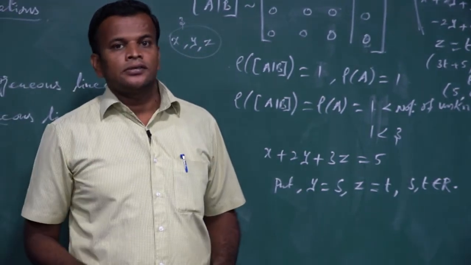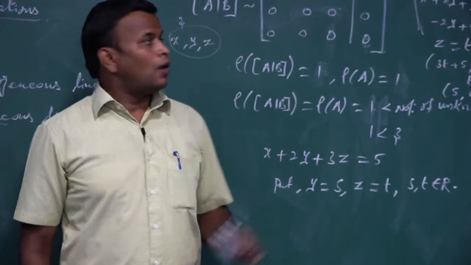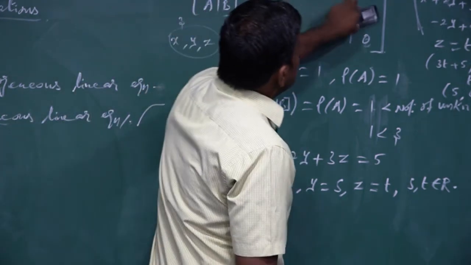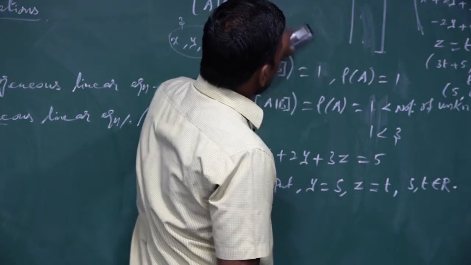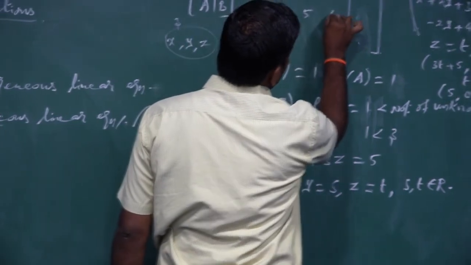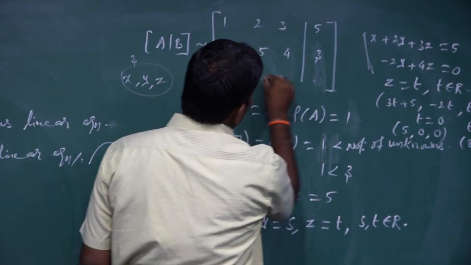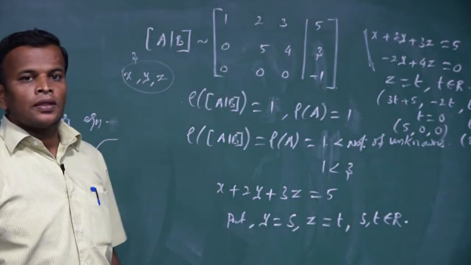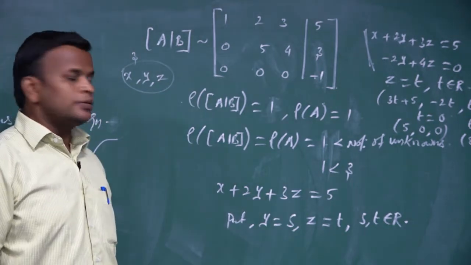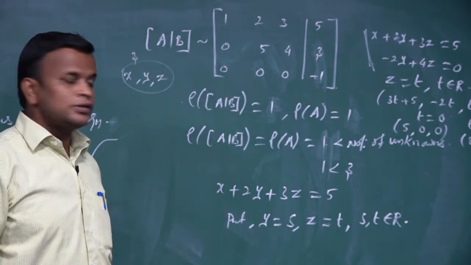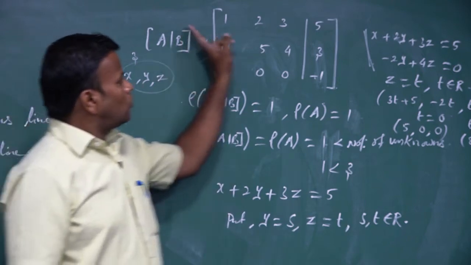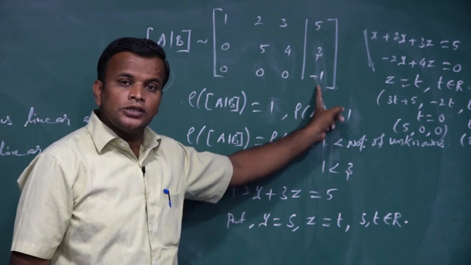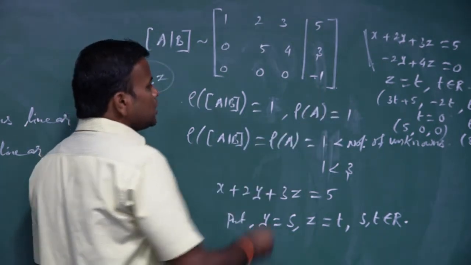That is that case. And the final case: one more case is possible. Suppose I change some elements: 5, 4, 3, 0, 0. That element is minus 1. Now we see what is the rank of [A|B]. The augmented matrix rank is the number of non-zero rows. 1, 2, 3. Minus 1 is there, so it is also non-zero. So rank of [A|B] is 3.